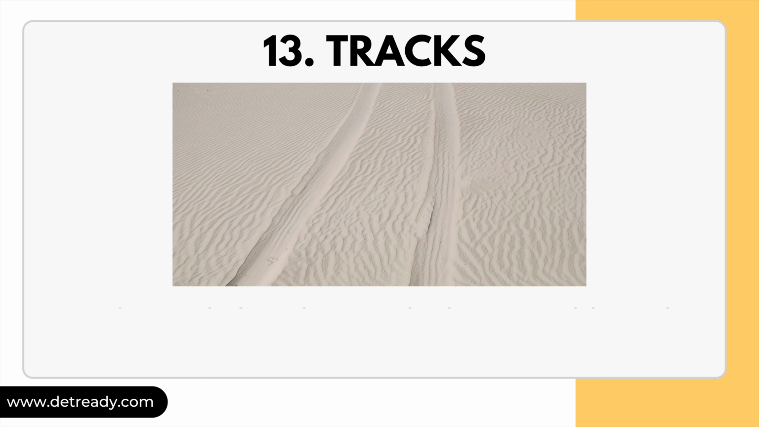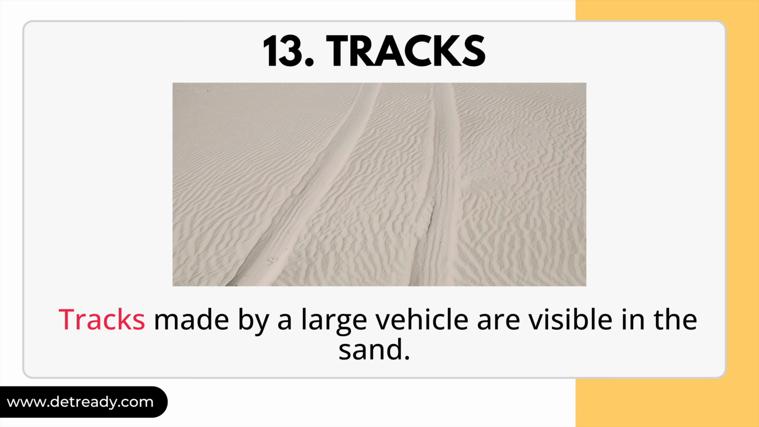The next one we have is tracks. These are the marks left by someone or something. It could be a person, an animal, or a vehicle. Here in this photo, these tracks were made by a vehicle. So my description goes like this. Tracks made by a large vehicle are visible in the sand.